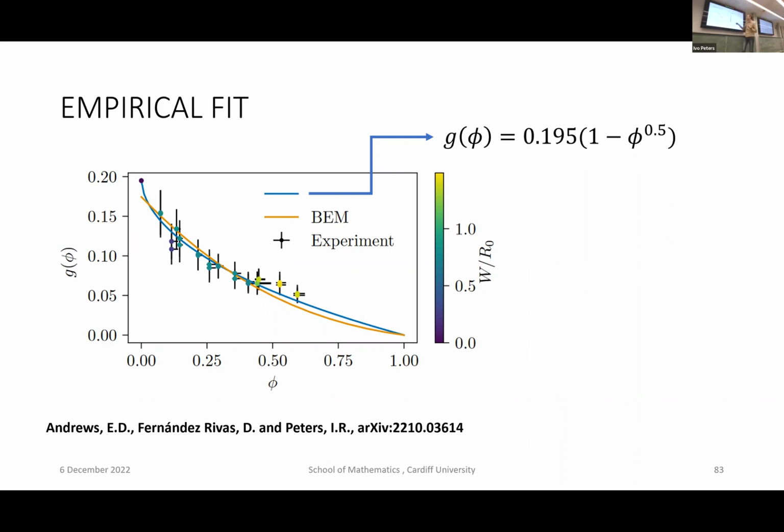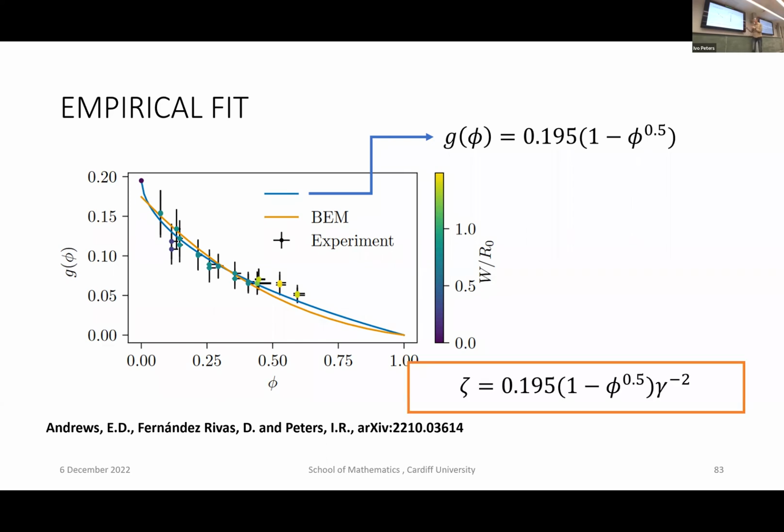And so this blue line is basically just saying what is the best fit to this data. And just to emphasize, we now have a very simple equation that gives us the anisotropy parameter for basically any void fraction and any standoff distance.